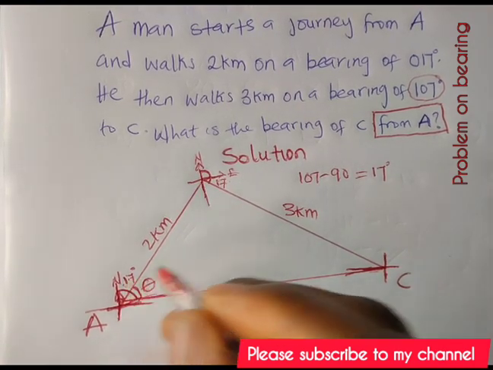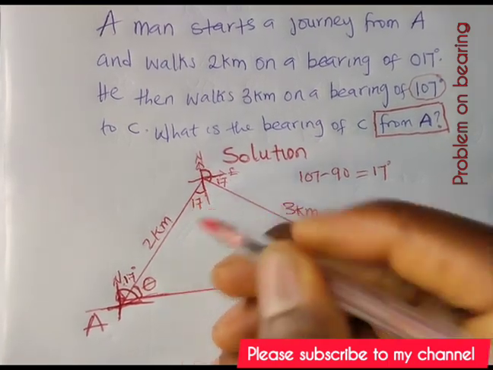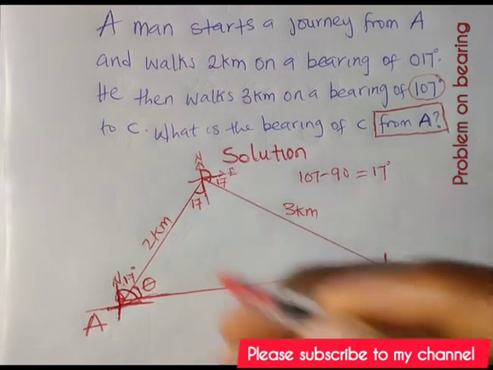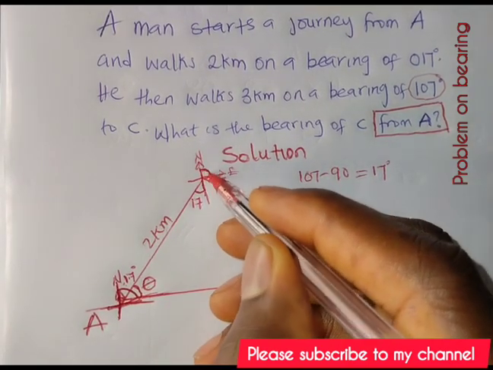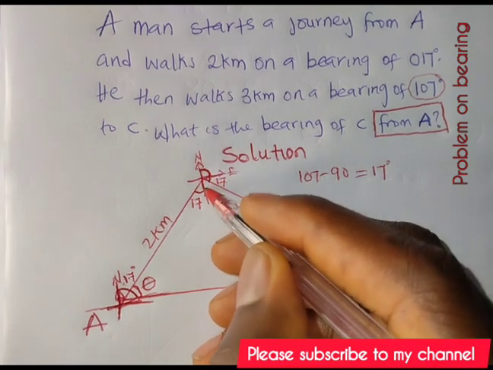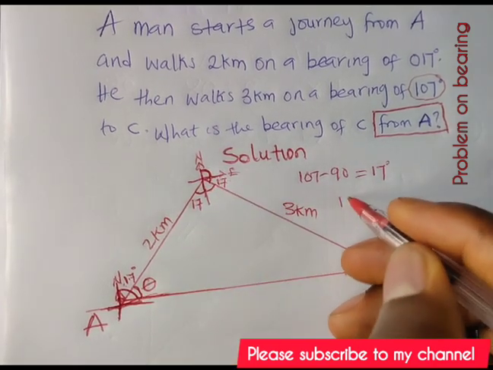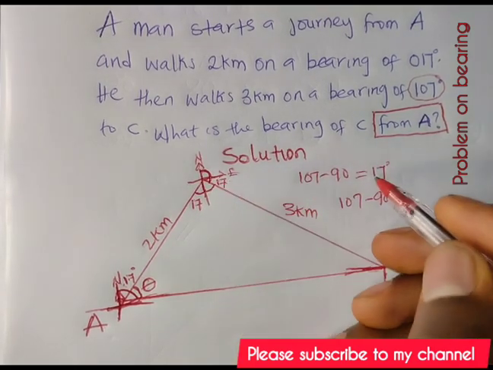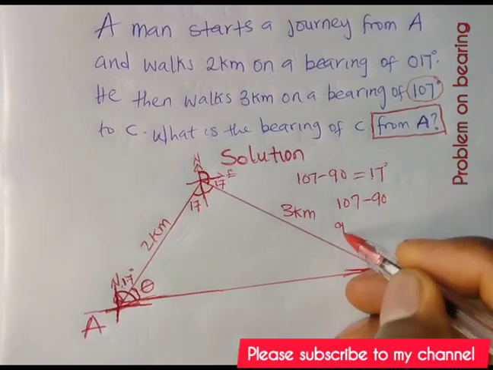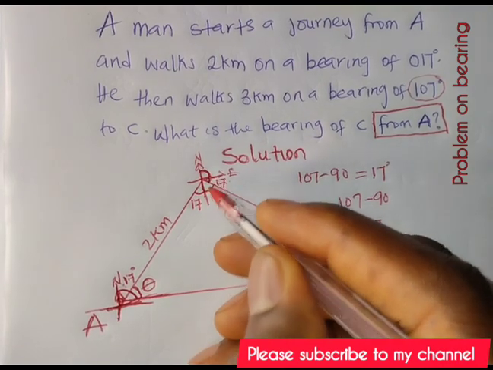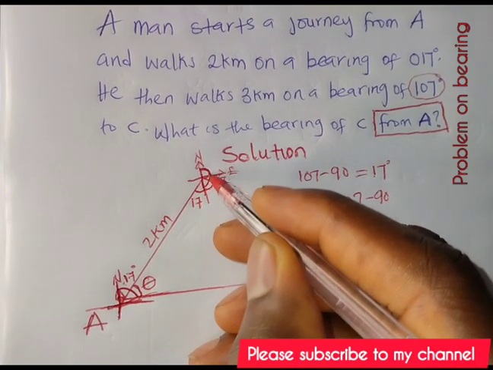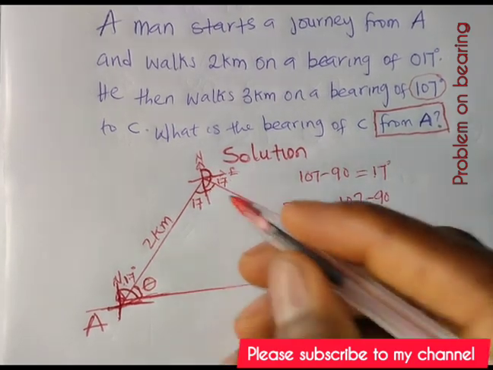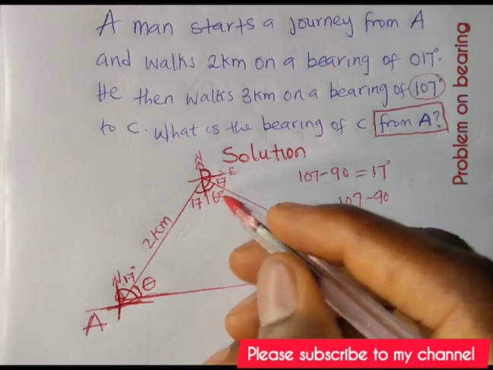Since here is 17 degrees, here will also be 17 degrees because they are alternate angles. This line and this line are parallel, and this is the transversal, so they are alternate. Now recall that from here to here is 107, so I can quickly get the angle here. If I say 107 minus 90 degrees, I will have 17 degrees. That means 90 minus 17 will give me the angle here, because from here to here is 90 degrees. So here will be gotten by removing 17 from 90, which gives me 63. All right, so here is 63.